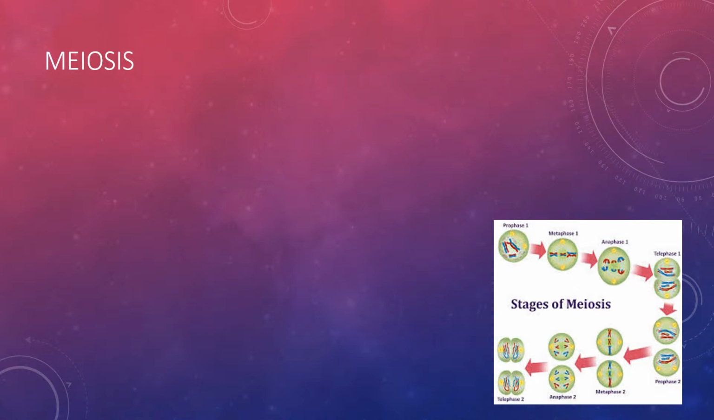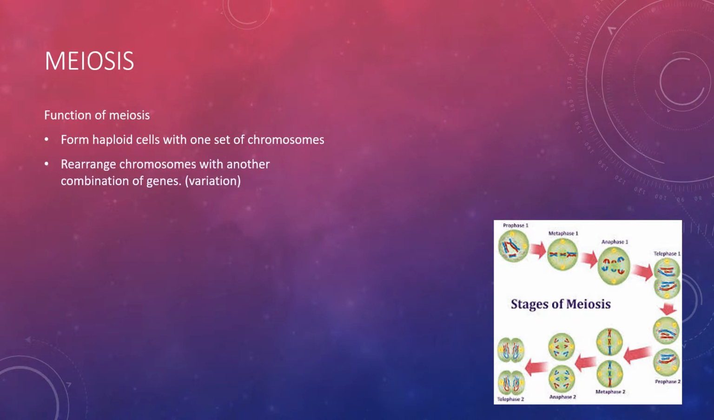So, prophase, you have centrioles moving to the opposite ends of the cell, and spindle fibers develop. Metaphase, the chromosomes line up along the equator of the cell. Anaphase, the sister chromatids are pulled to opposite poles of the spindle fibers, and chromatids appear V-shaped. And then telophase, cytokinesis occurs. That's basically done twice. So the function of meiosis, they form haploid cells with one set of chromosomes, and they rearrange chromosomes, which creates variation amongst the chromosomes.